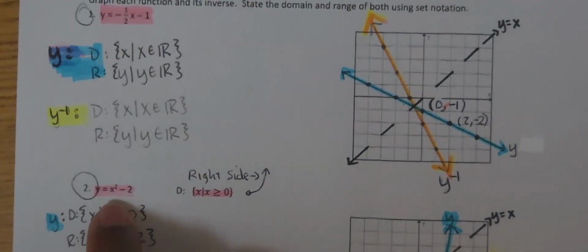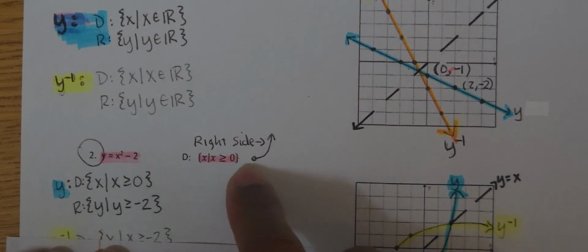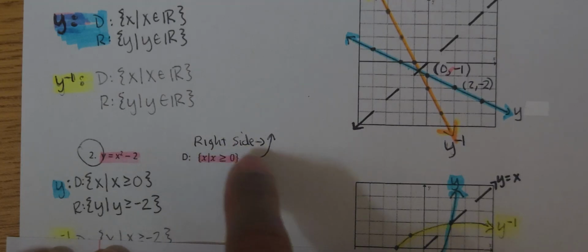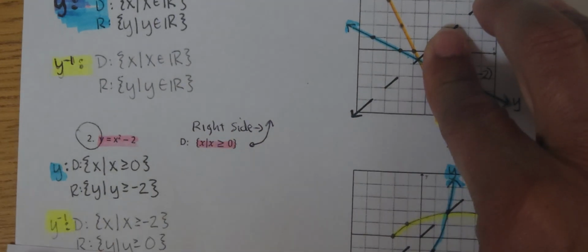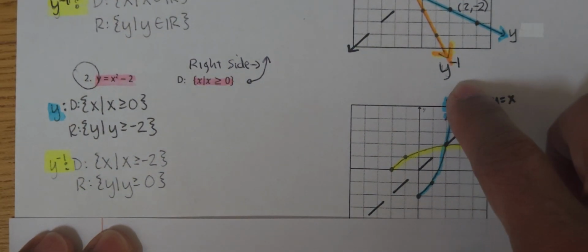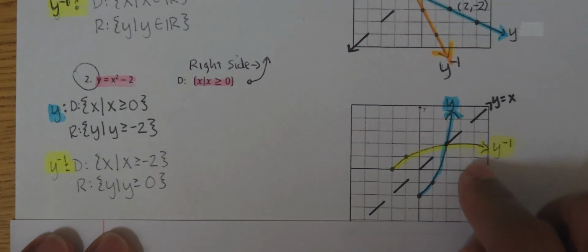So this is linear. The next one, we're given a quadratic, and we're being told that the domain has a restriction. This is saying that the values of x have to be greater than or equal to 0, which means we can only use the right side of the parabola. So if you look at that right side, that's this graph here. So we're just using the right side of the parabola. When we find the inverse, it is going to be a square root.